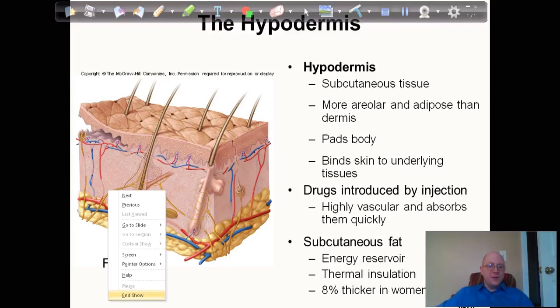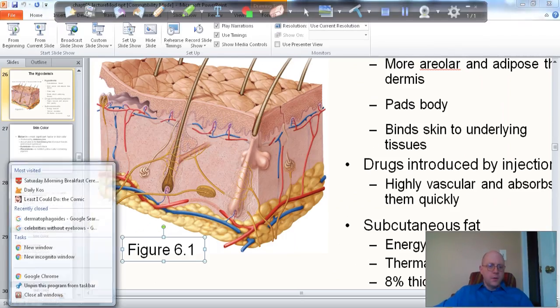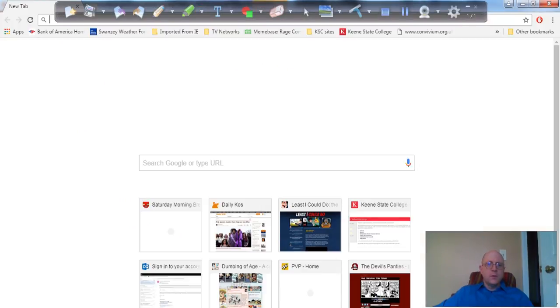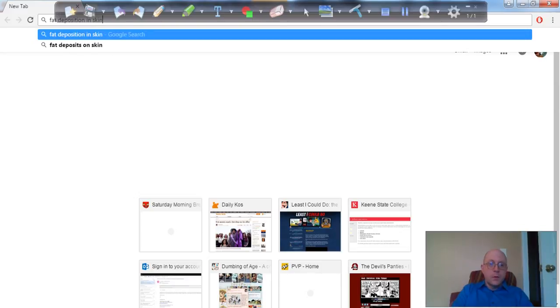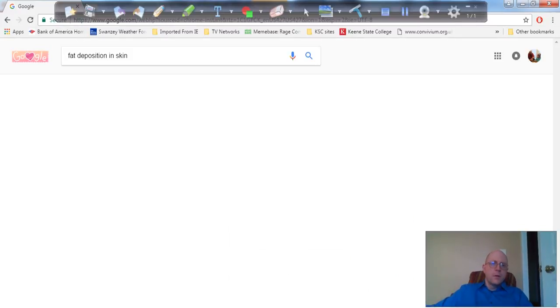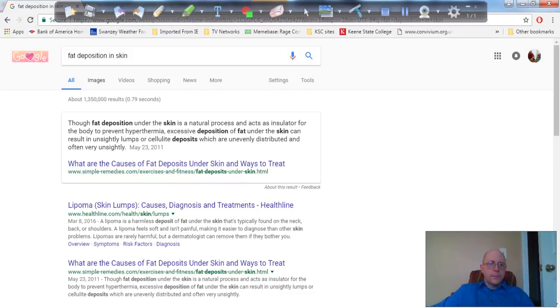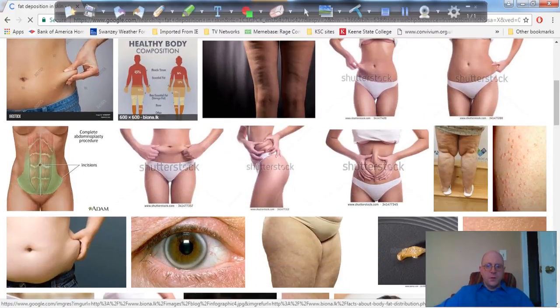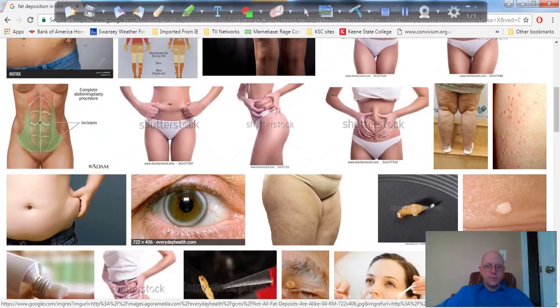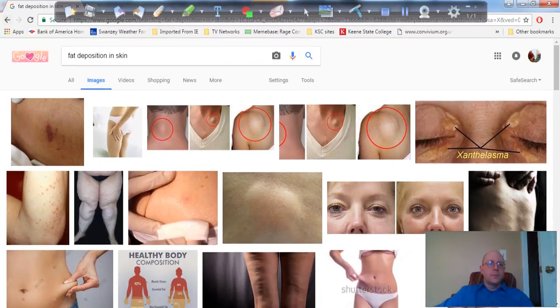But here's one interesting thing about that fat deposition. There's another gender difference. No, not that one. Where's the image I was looking for? I lost it. Oh well.